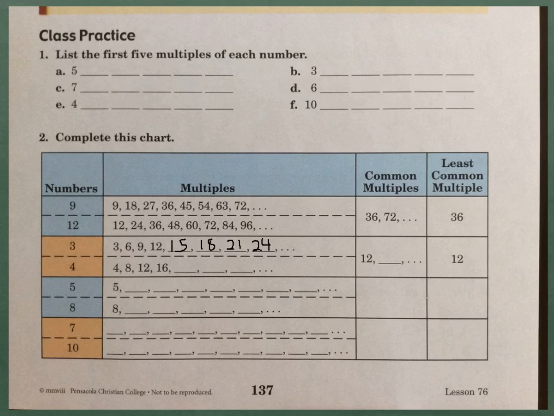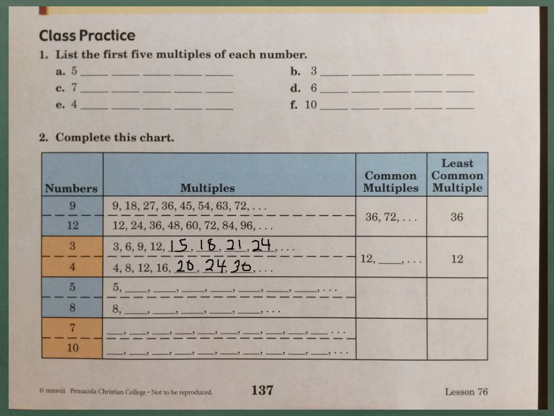Okay, then they started doing for 4: 4, 8, 12, 16, 20, 24, 30. They put down 12 as a common multiple. We have a 12 here and a 12 here, so that's a common multiple.